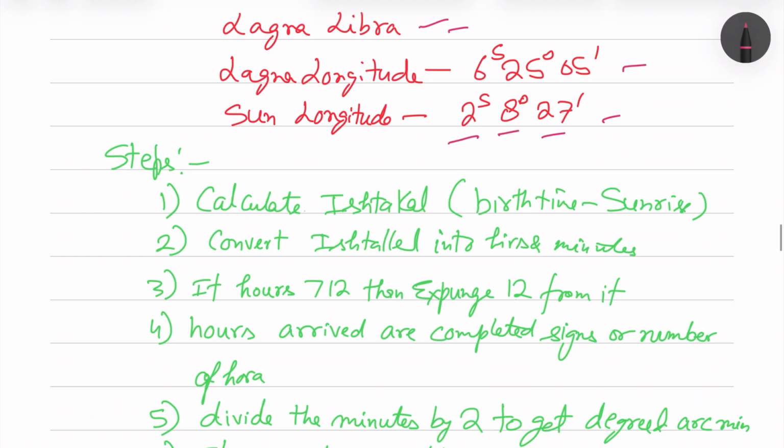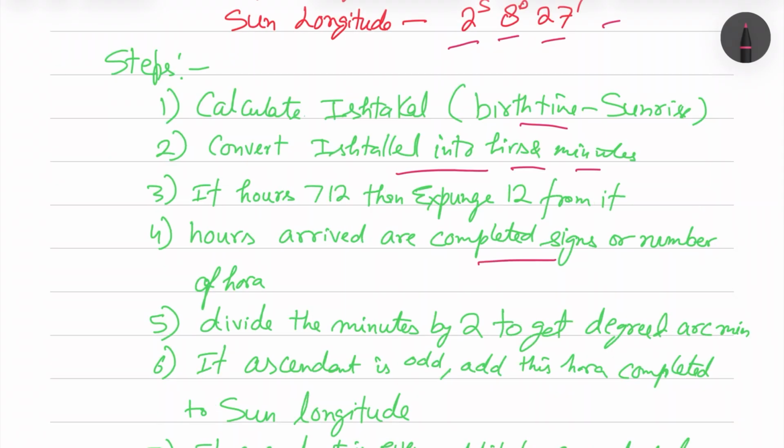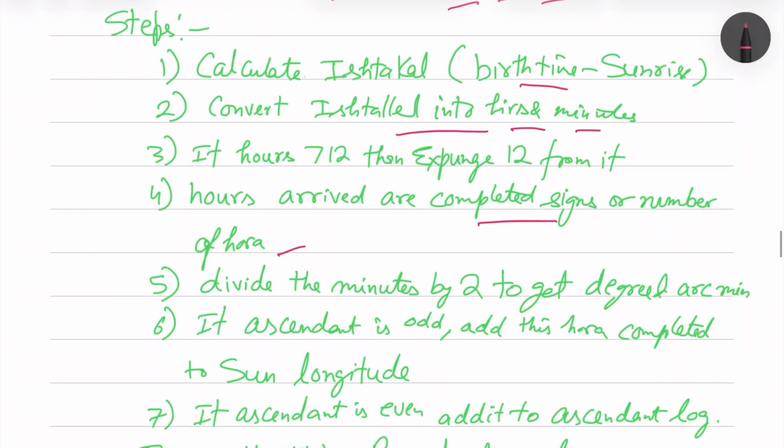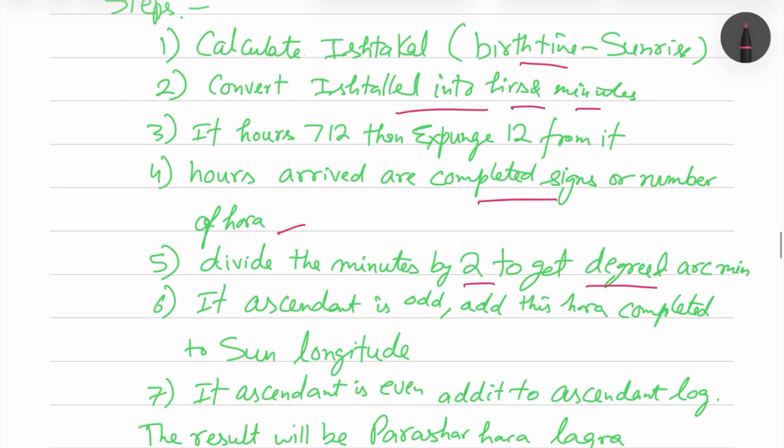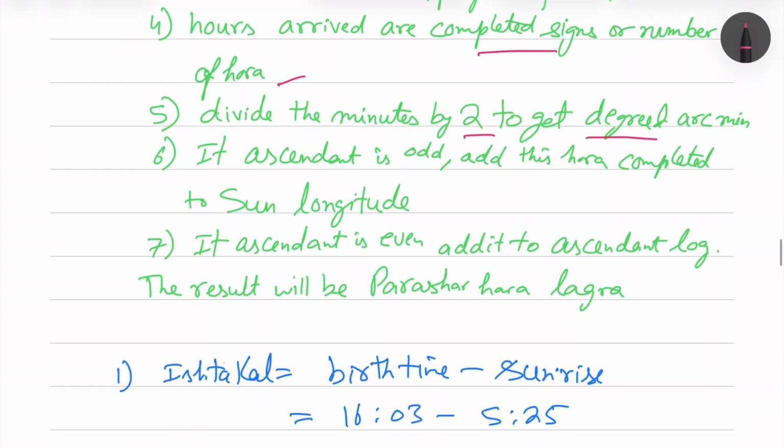So first step is to calculate the Istkal: birth time minus sunrise. Then convert the Istkal into hours and minutes. If hours is greater than 12, then expunge 12 from it. Hours arrived will be the completed sign or number of hora, and whatever will be the minutes divided by 2 to get degree and arc minute. If ascendant is odd, then we'll add the hora values from step 4 and step 5 into the sun's longitude to get the Parashar Hora Lagna. If it is even, then we'll add these values into the ascendant longitude.